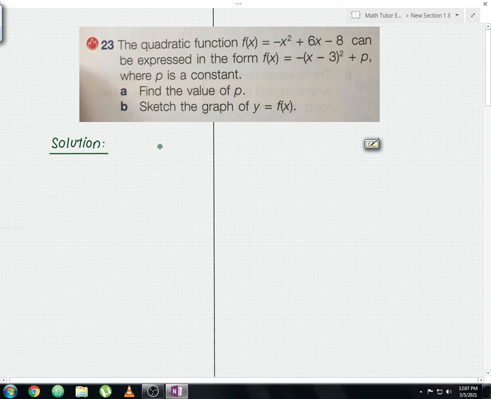Now I'll be discussing Form 4 Additional Mathematics Chapter 2 Quadratic Functions HOTS question example 3.